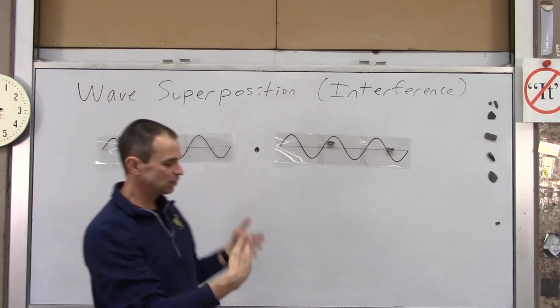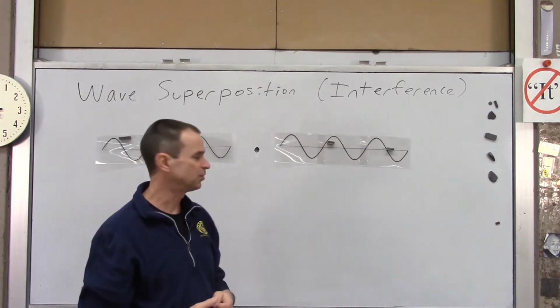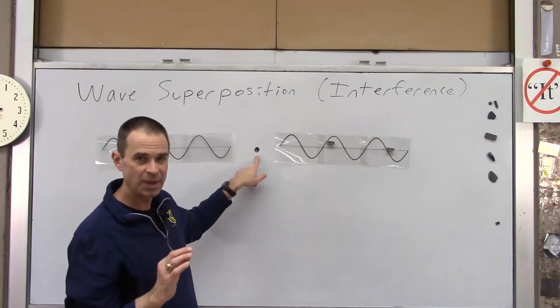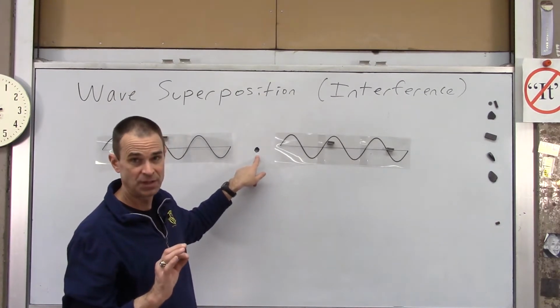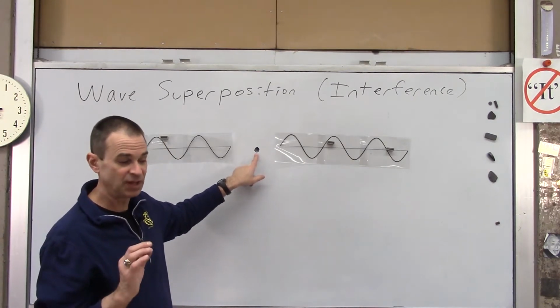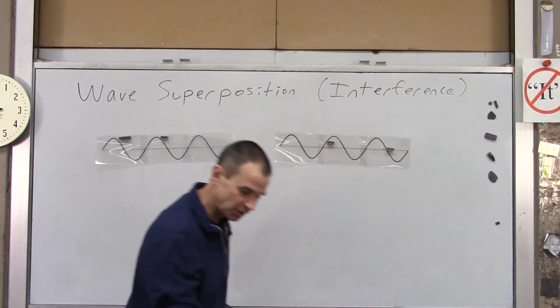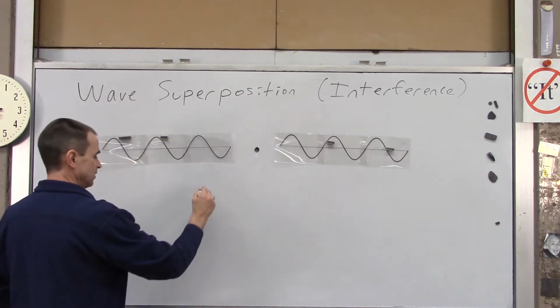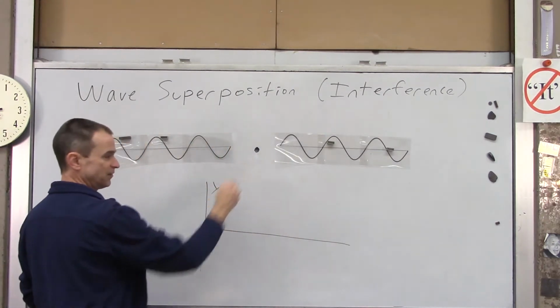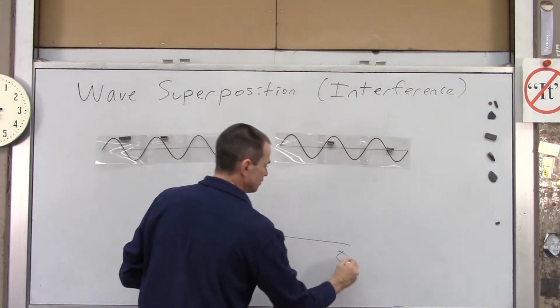As these water waves crash into each other, if this were a fishing bobber or a piece of wood, what would happen to it over time? If I were to videotape this little fishing bobber, what would I see on the video? So we're going to graph the vertical position of that fishing bobber versus time.